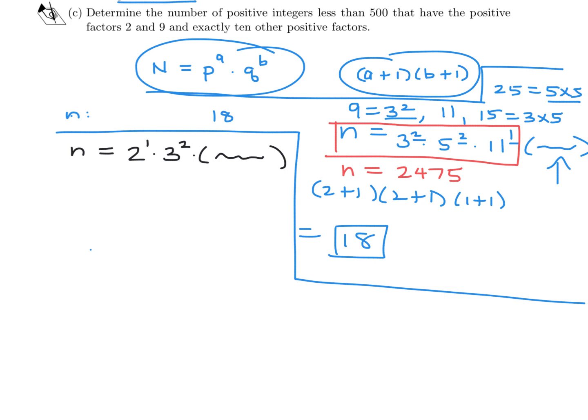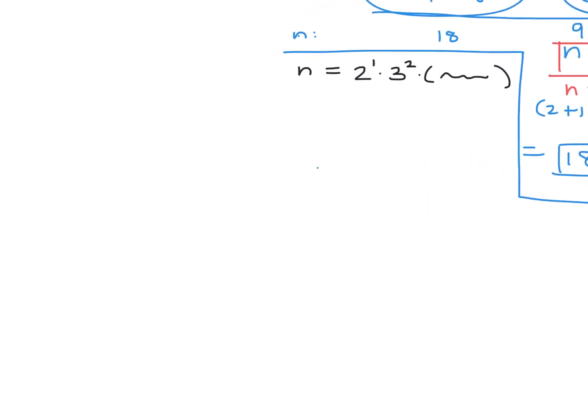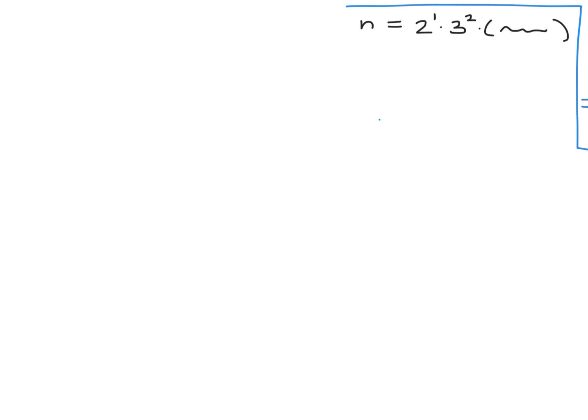Okay. Oh boy. So where do I go from here? Well, I think there's going to be a few scenarios here. Let me just put that in the corner. The first scenario is if n is just powers of 2 and powers of 3, that this whole stuff is nothing. And they're saying that's got to be less than 500.